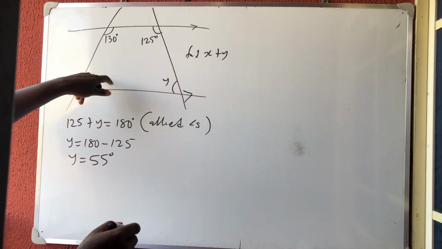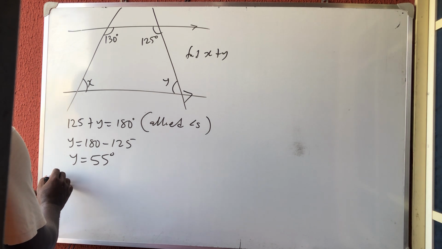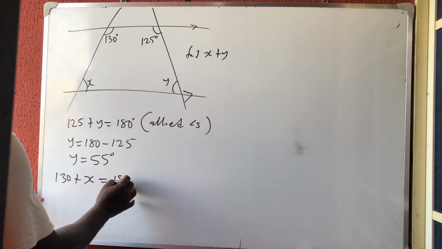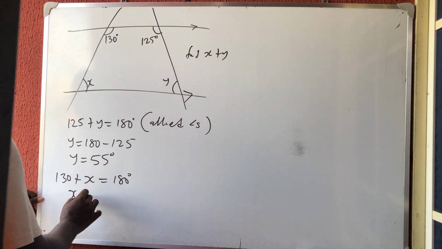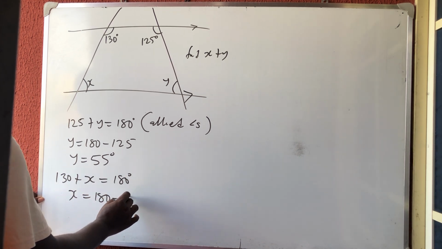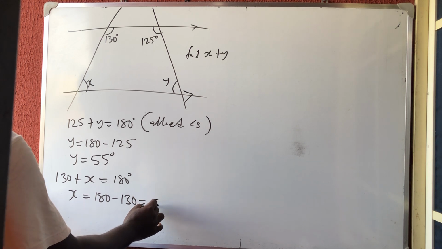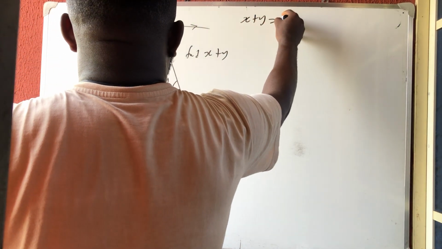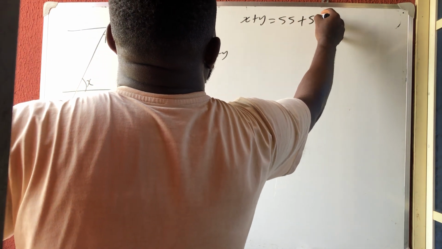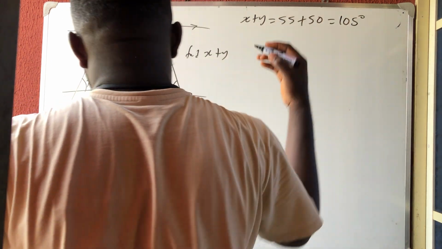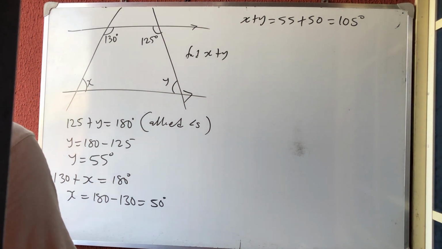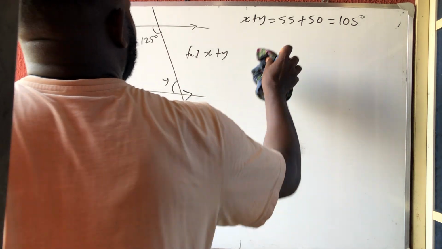So the same thing is applicable here. We can tell them that 130 plus x is equal to 180 degrees. So therefore x should be 180 minus 130, which is 50 degrees. So therefore x plus y is equal to 55 plus 50, which is 105 degrees. As simple as that. So we keep moving.